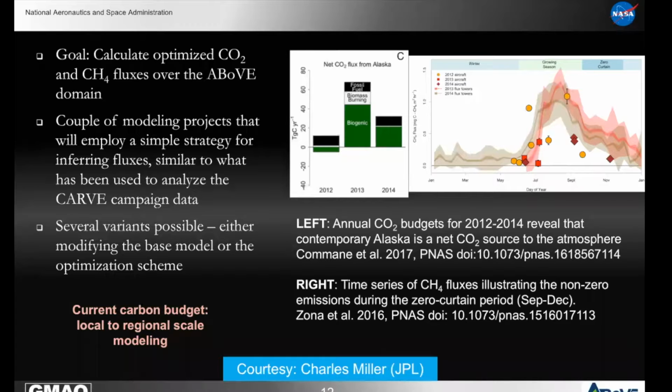And their modeling projects will follow in the same vein that they did for the CARVE campaign, where they have a very simple strategy of running a localized model and trying to infer fluxes from that. The beauty of that approach is that it's a very simple setup, and it's also quite flexible. So there are different variants possible, and you get the full spectrum of uncertainty in what the carbon budget is. So this is primarily focused on local to regional scale modeling.